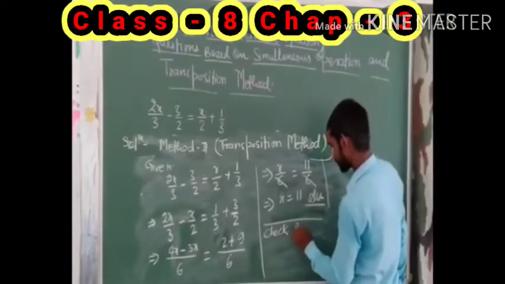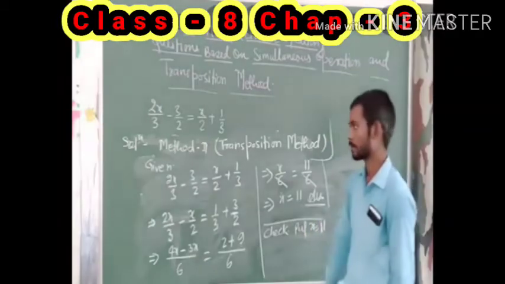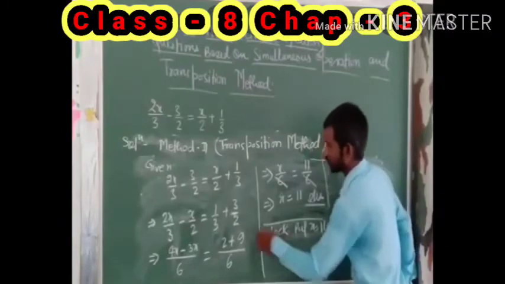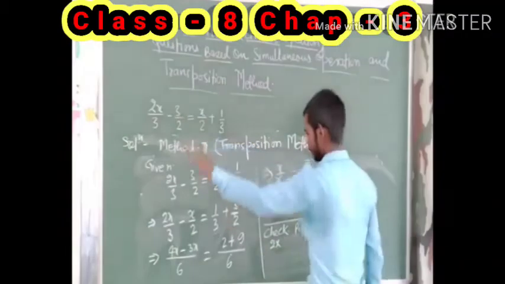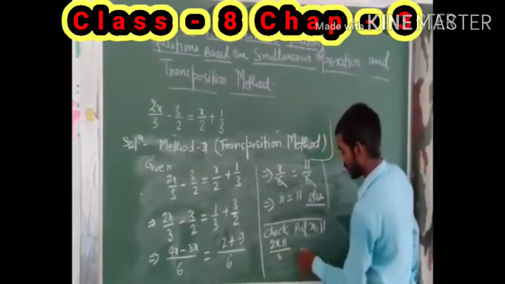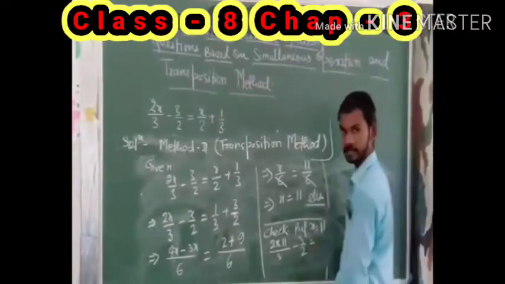Put x is equal to 11 in the given problem, that is this. So right here, 2 multiplied by x. Put x is equal to 11, that is 2 multiplied by 11 upon 3, minus 3 upon 2 will remain as such, is equal to x upon 2.